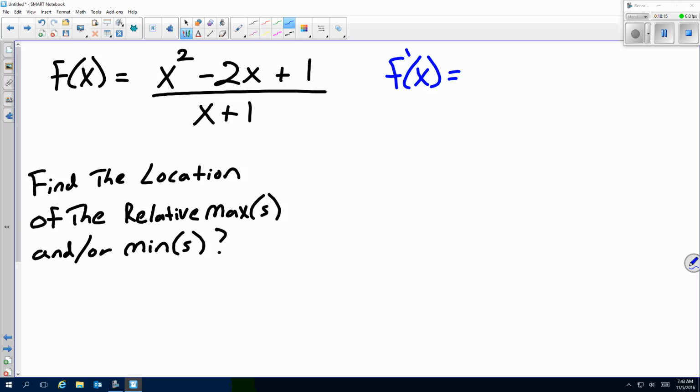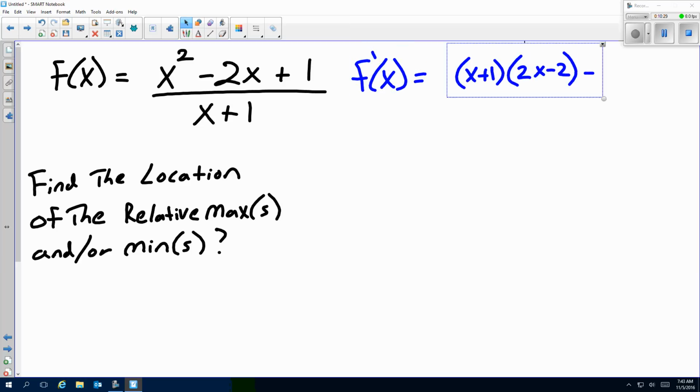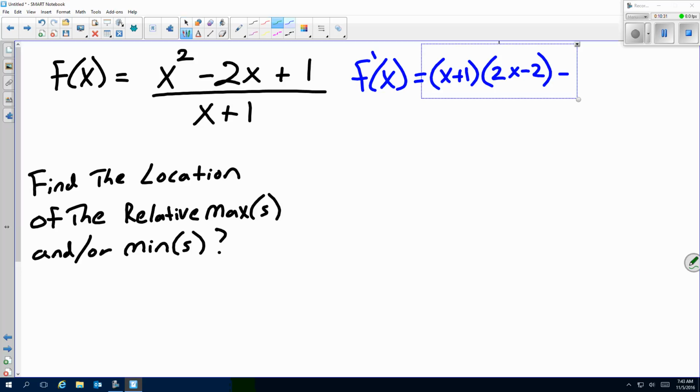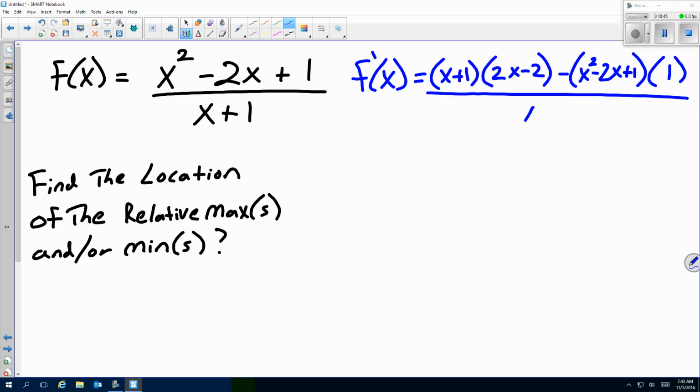So low, d high, well, the derivative of this is going to be 2x minus 2 minus, and before I get carried away, I need to give myself some more room, minus high d low. Well, d low is nice. It's actually just 1, isn't it? All over low, x plus 1 squared.